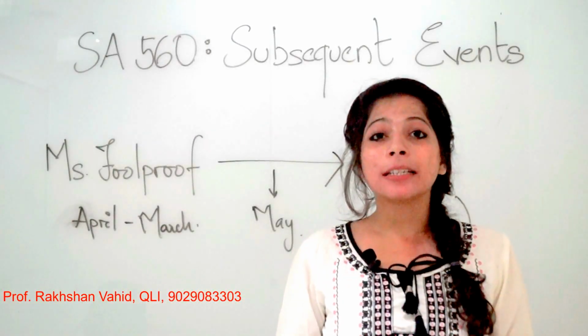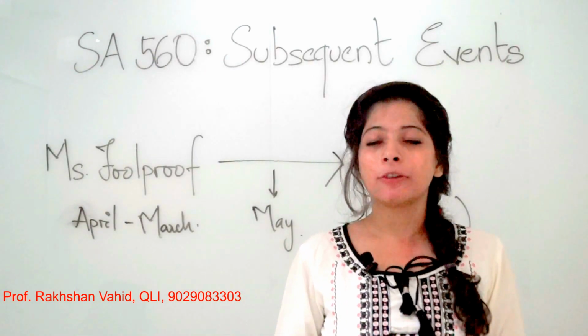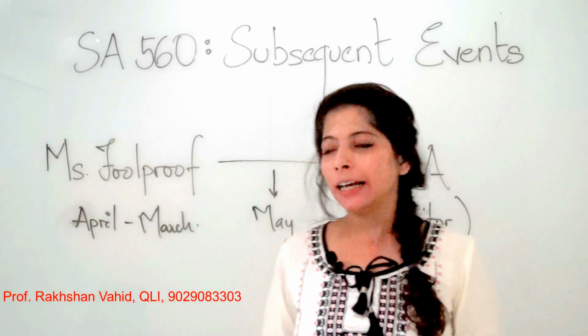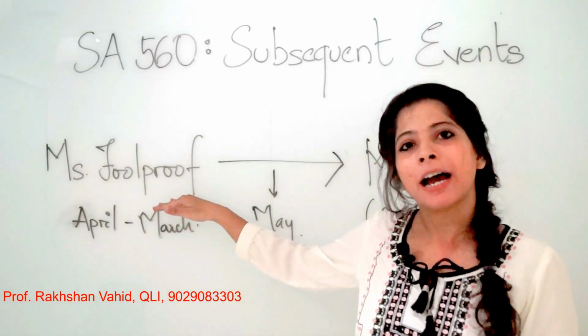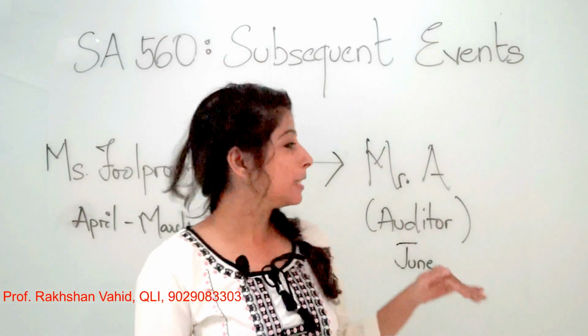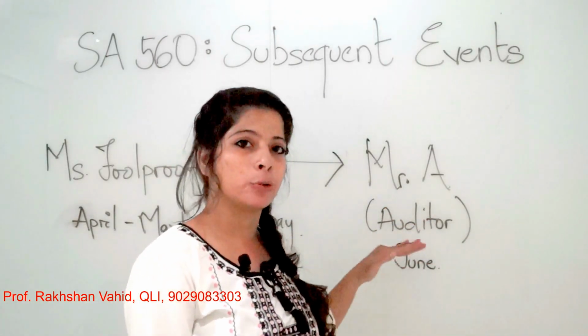So we're going to discuss a very important concept called subsequent events from an audit point of view. Let me begin with an example. I have Messrs. Foolproof Limited, having the financial year from the month of April to March, who've appointed Mr. A to be their auditor, who's expected to issue the audit report in the month of June.